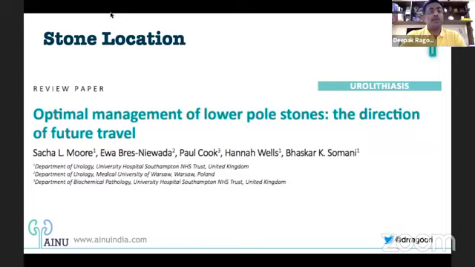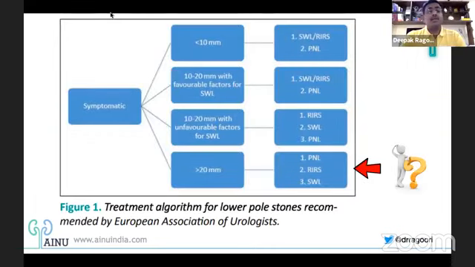And as far as location is concerned, like we all know, lower pole stones are the only ones which we're going to debate. The rest of the ones are a straightforward yes. But if it comes to lower pole stones, again, the guidelines are split into two different schools of thought, one from the European school, the other from the American.